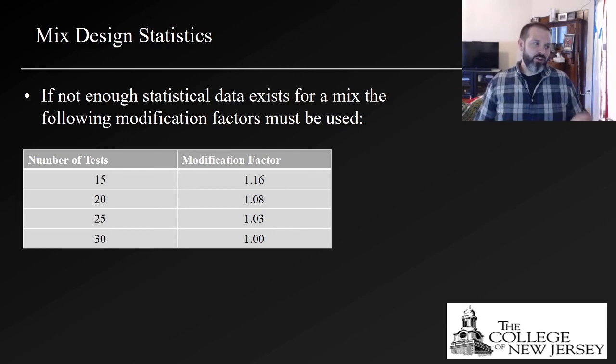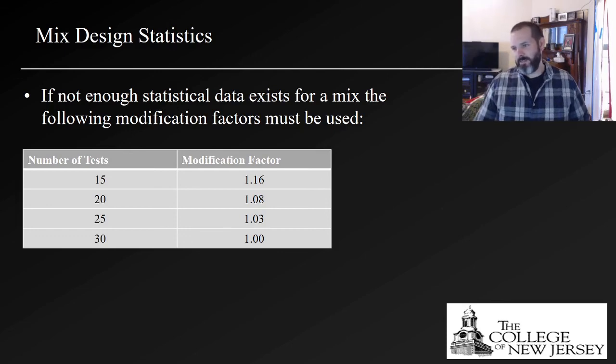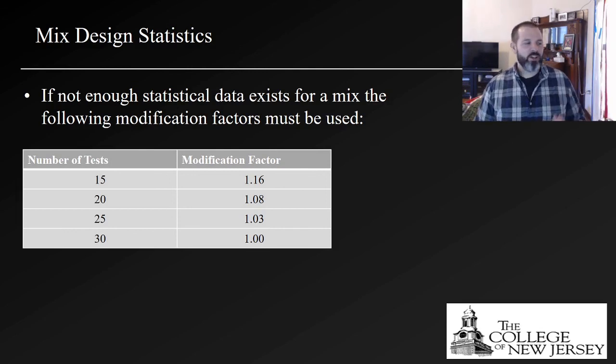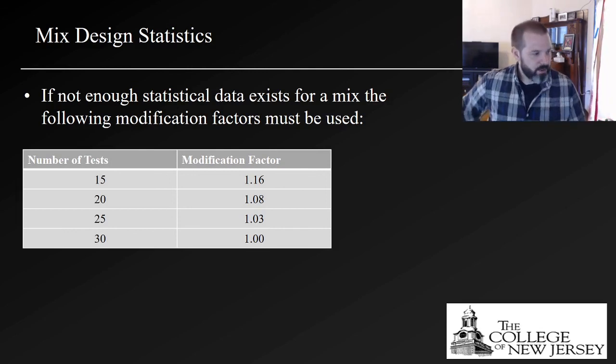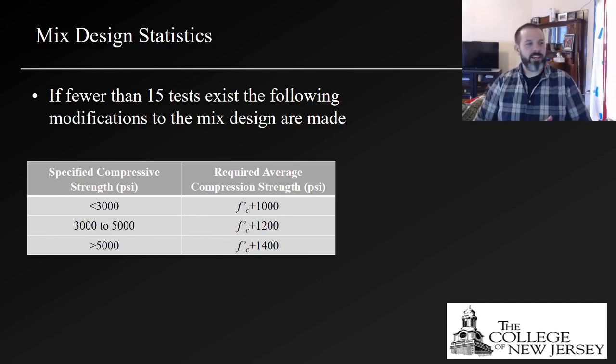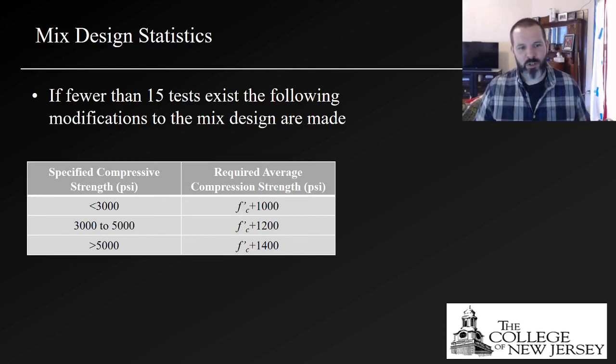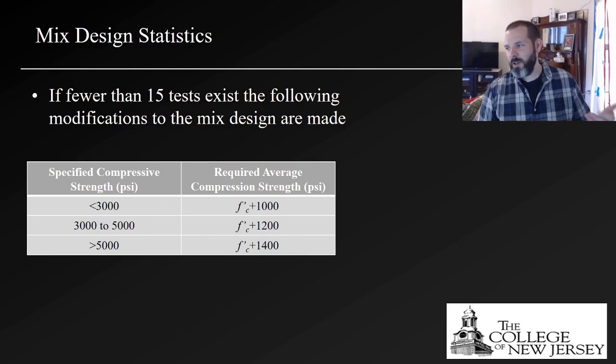Now, generally, you're not sitting at a place where you have less than 30 tests. If you, as a student or as an engineer, do a design mix, you're probably doing a design mix from scratch. When you're doing the design mix from scratch, there are simple adjustments that you do to your mix design. So let's say you're going to say, I need an f'c of 4,000, which would be 1.34 S minus the average value. You're not going to get that.